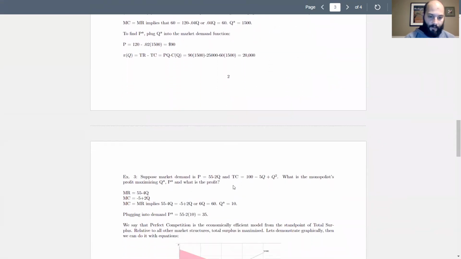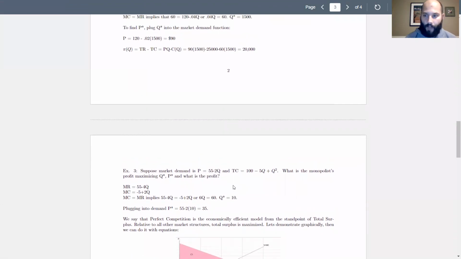All right, another example for you to look at. In the next video, we'll talk about why the perfectly competitive market is said to be economically efficient and why the monopolist is not.